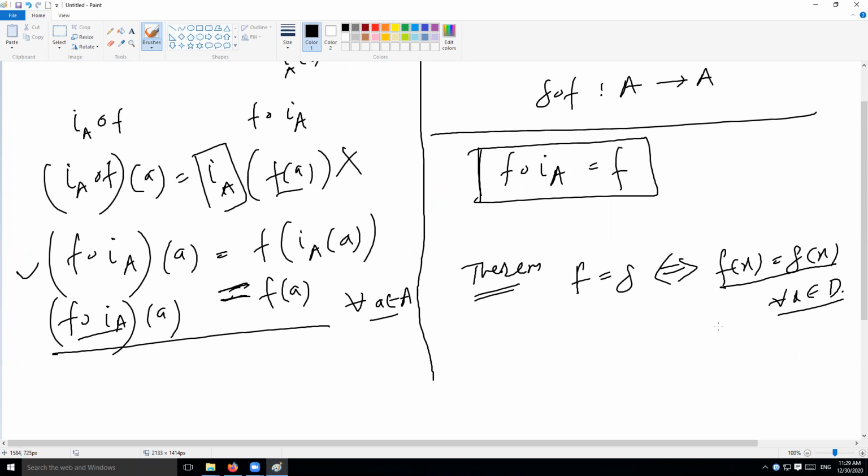So maybe the identity is behaving like a multiplicative identity. 2 times 1 is 2. So you can treat this identity of A really as an identity.